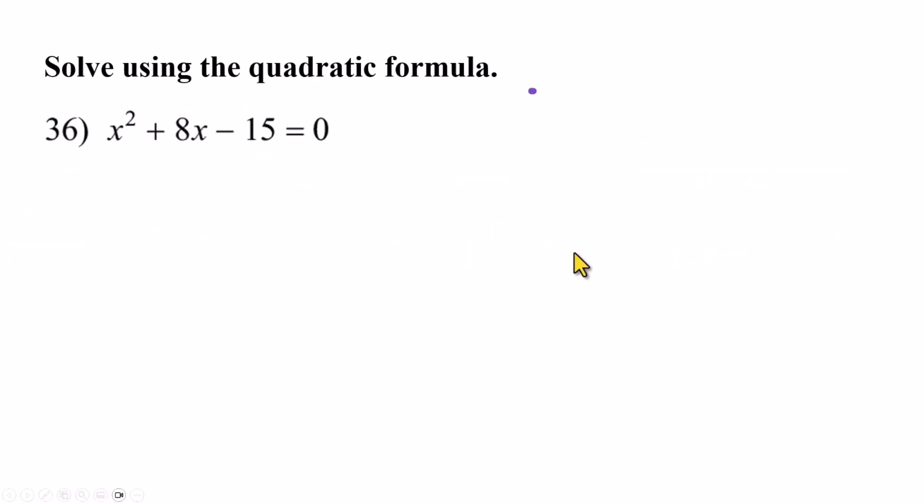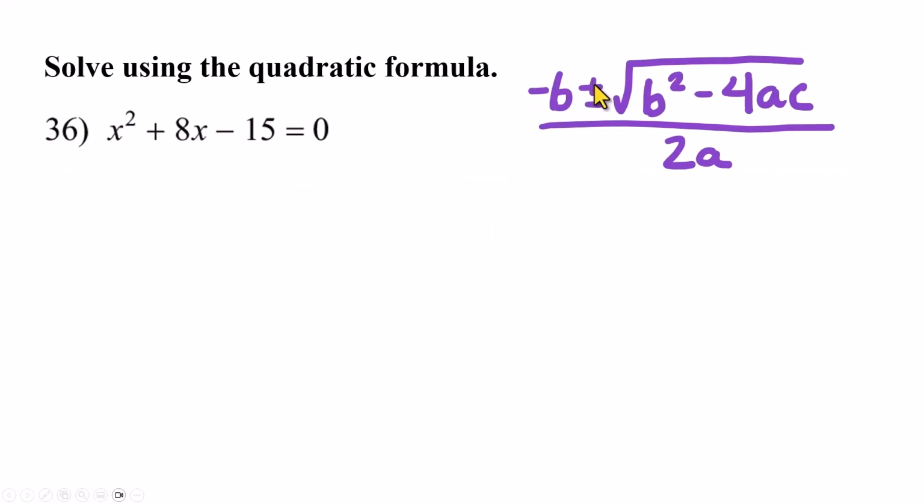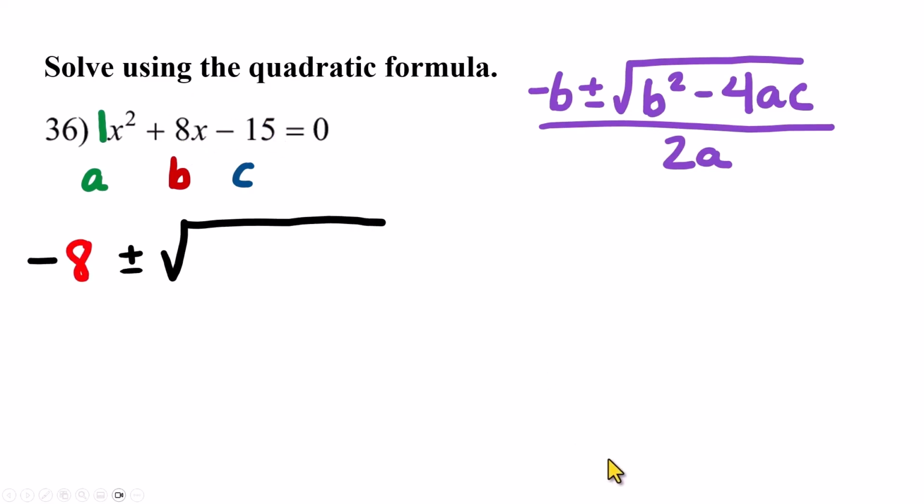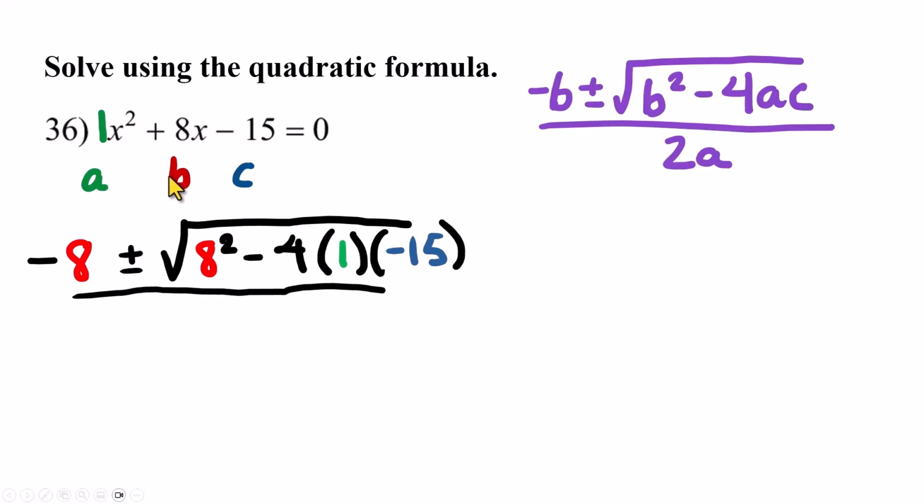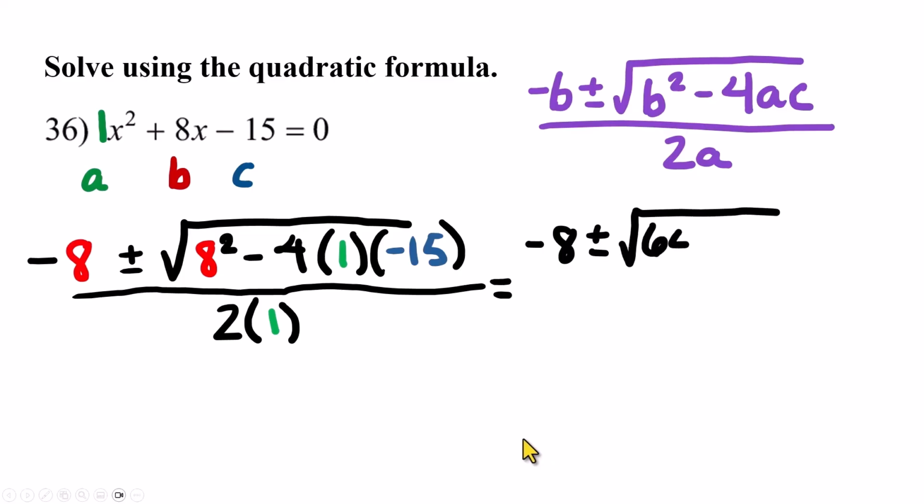Quadratic formula. There it is. Negative b plus or minus the square root of b squared minus 4ac over 2a. The a, b, and c come from the coefficients in front of the terms. So I'm going to substitute those all in. Their signs go with them. And now let's just start working the math here. Simplifying what I can. 8 squared is 64. Negative 4 times 1 times a negative 15 is a plus 60. And 2 times 1 is 2.